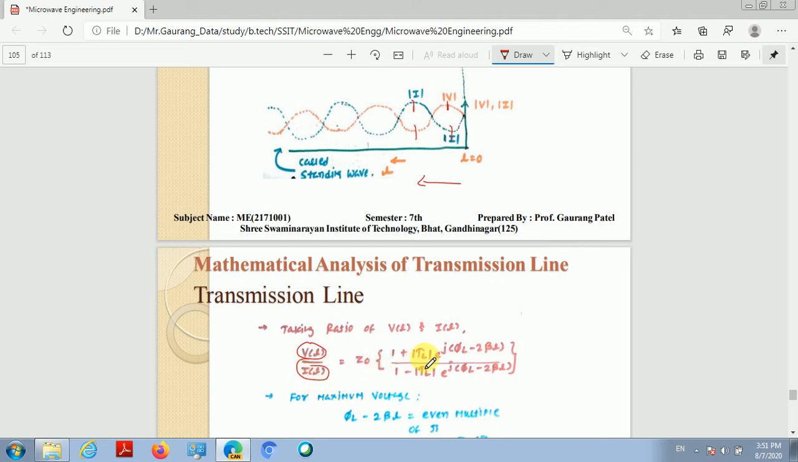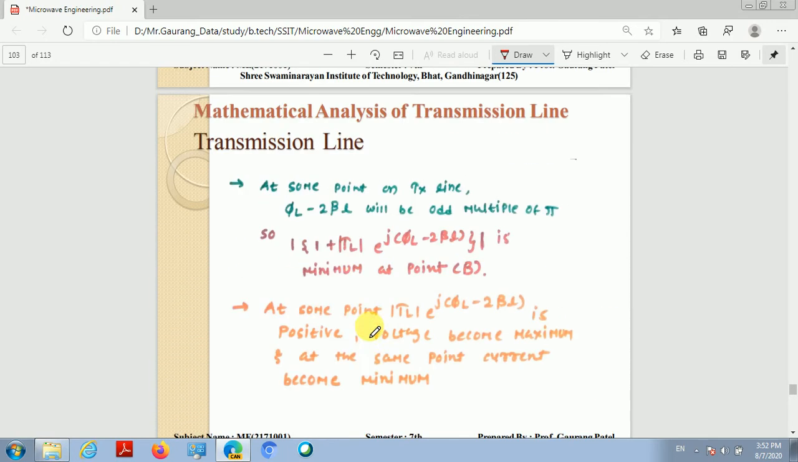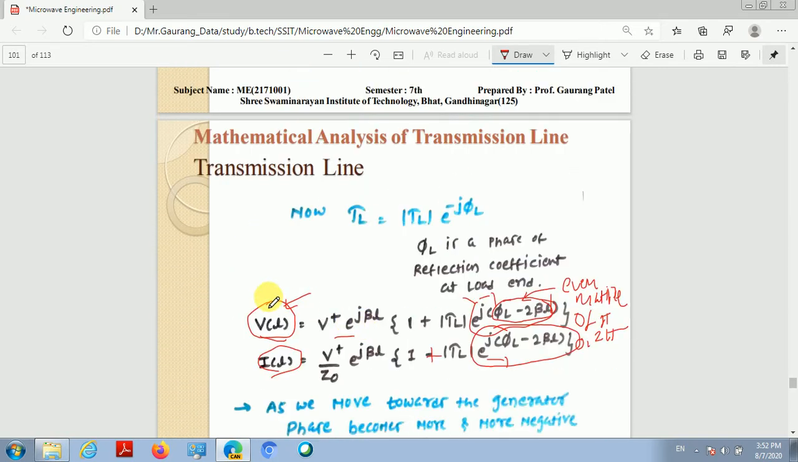plus mod gamma L e raised to j phi L minus 2 times beta L) divided by (1 minus mod gamma L e raised to j phi L minus 2 times beta L). Now how did this equation come? It is nothing but a ratio of the voltage and current expressions. If we take the ratio of these two expressions, then e raised to j beta L cancels, V plus also gets cancelled, and Z0 goes into the numerator.